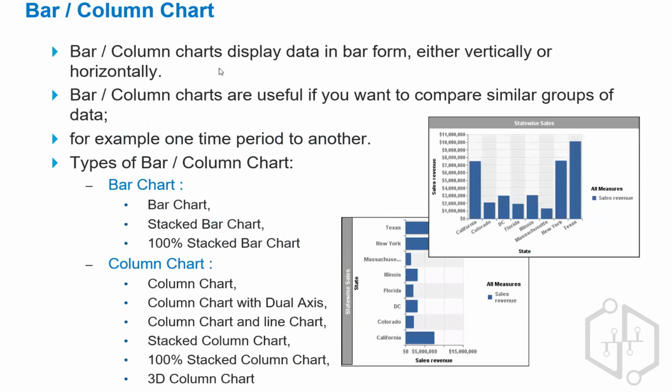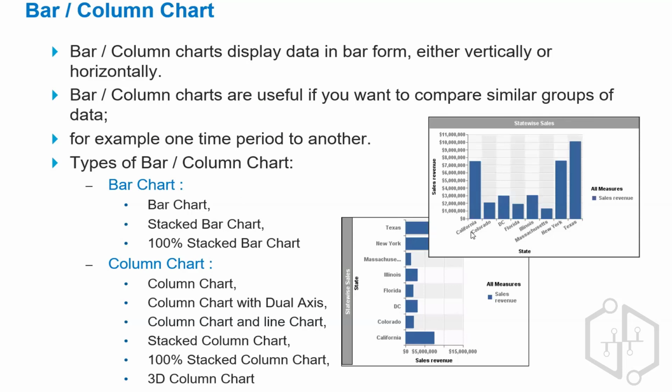Bar chart. A bar or column chart displays data in the form of bars, either vertically or horizontally. This is a vertical bar chart and this is a horizontal bar chart. Bar charts are useful if we want to compare similar groups of data, for example, one time period to another time period.